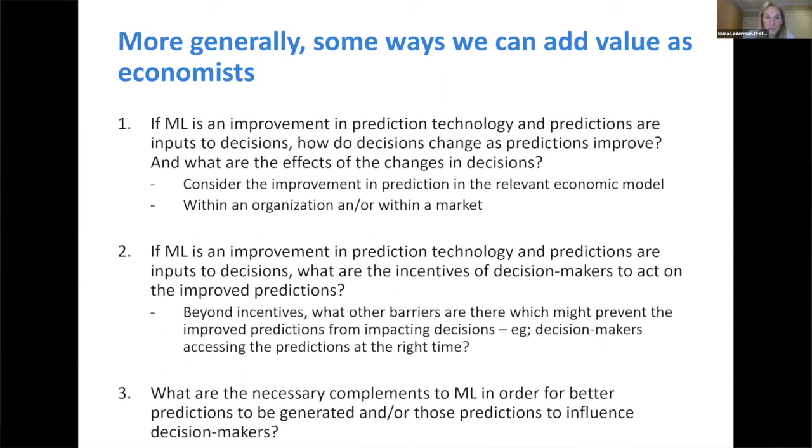Point 2, if machine learning is an improvement in prediction technology, we think it is, and if predictions are inputs to decisions, which they are, what are the incentives of decision makers to act on the improved predictions? That's another place we can add value. If these predictions only work through different decisions, decisions are made by people, and we know there's lots of complexity around how decisions get made. First of all, incentives. Think about the application of machine learning technologies in a whole bunch of healthcare settings. Which decision maker in a healthcare setting has the incentive to act on some health-based prediction is going to depend fundamentally on who's compensated for what and who pays for what.